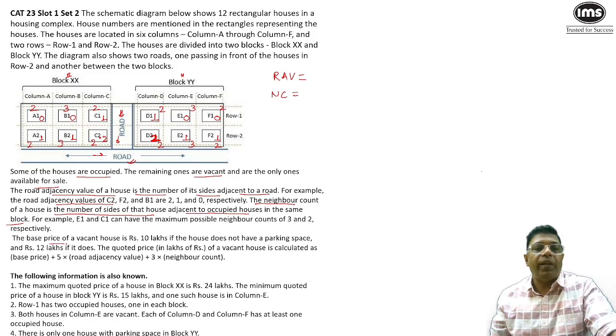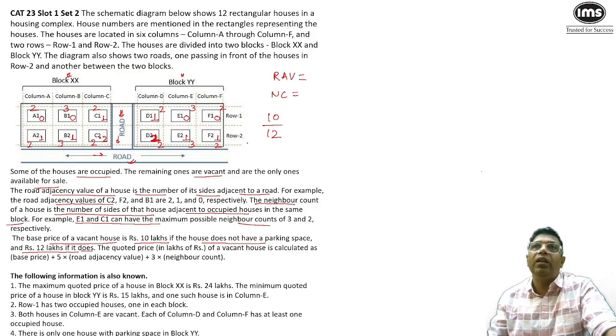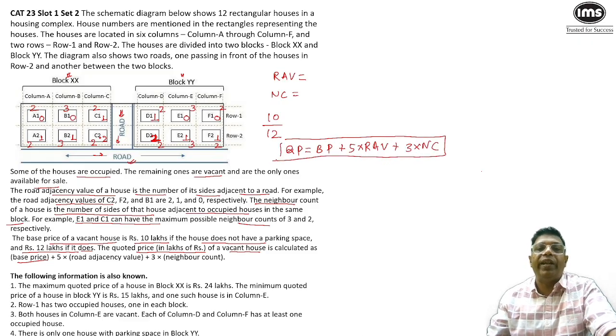Now, the base price of a vacant house. So maximum possible neighbor count has been given. The base price of house is rupees 10 lakh if the house does not have a parking space, and if there is a parking space, then it's 12 lakh. So this base price is 10 without parking, 12 is with parking. Great. And now the quoted price of a vacant house is calculated as base price plus 5 times road adjacent value plus 3 times neighbor count. So this is how you can calculate a quoted price of vacant or empty house.